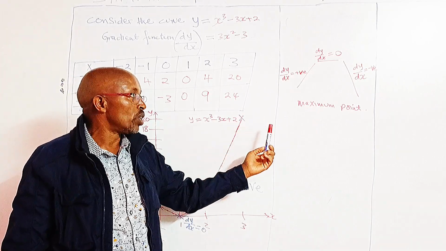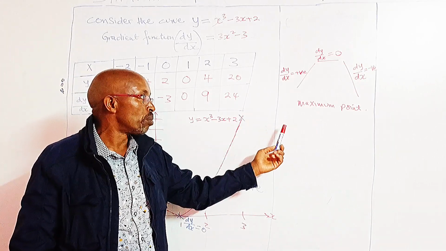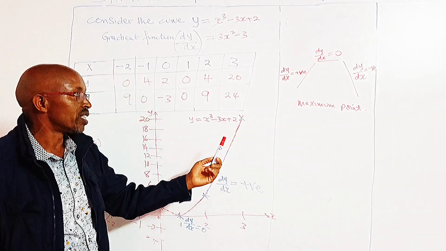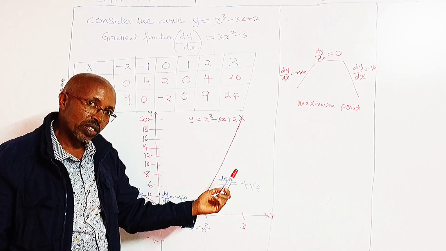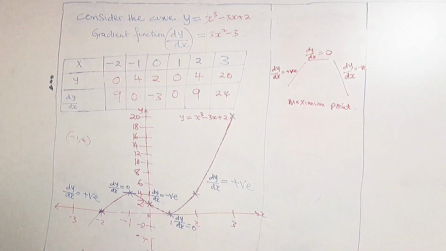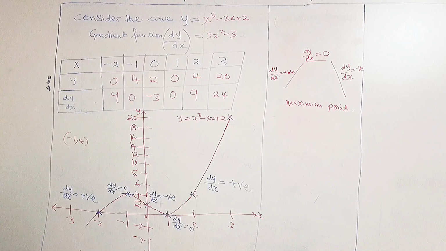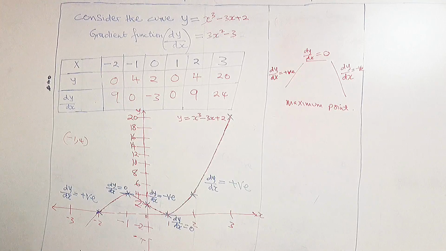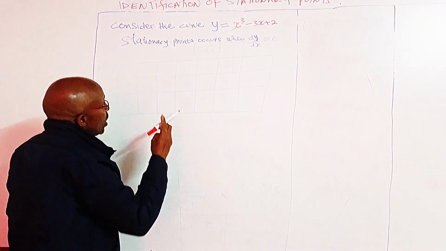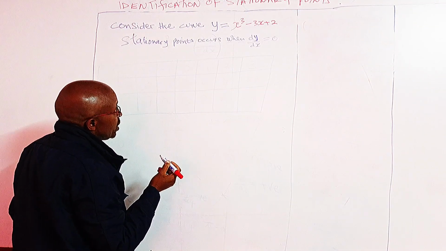The minimum point and the maximum point are referred to as the stationary points. The value of y at the minimum or maximum point is not necessarily the greatest or least value of the curve. The curve may have other greater or smaller values at other points. Consider the curve y is equal to x cubed minus 3x plus 2.